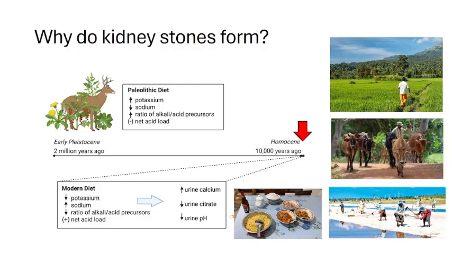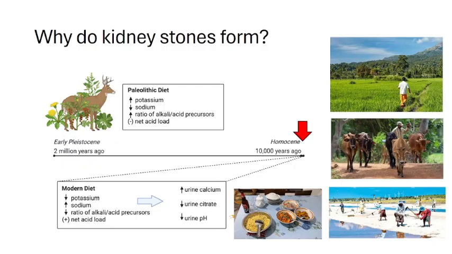The modern diet contains less potassium because there's less fruits and vegetables, more sodium, and also the ratio of alkali to acid precursors is low, meaning that there's more acid in our diet. So this comes in the form of acidogenic amino acids from protein and also from cereal grains like rice. So all of these things can increase your risk of having stones.